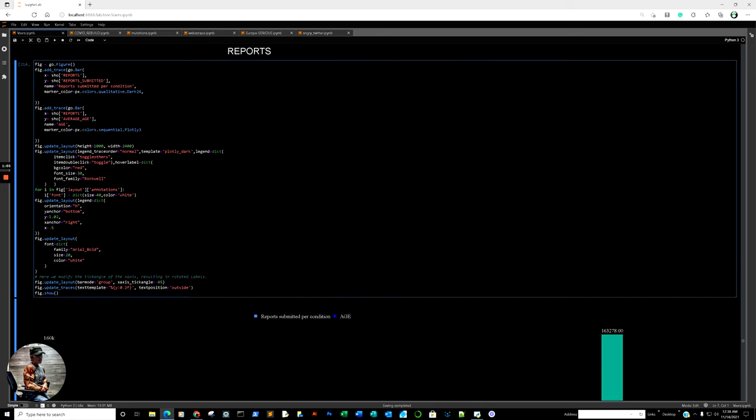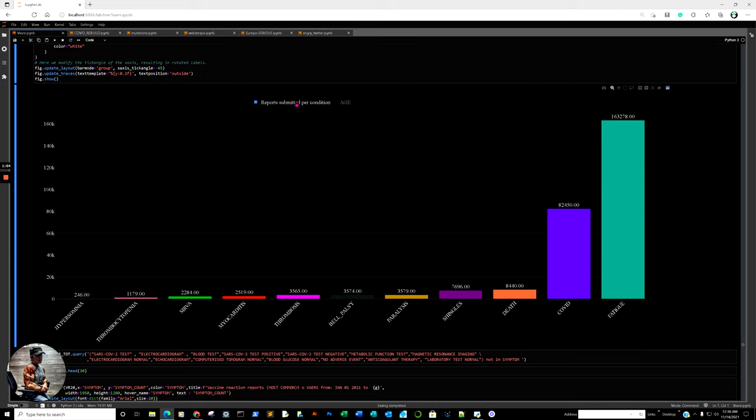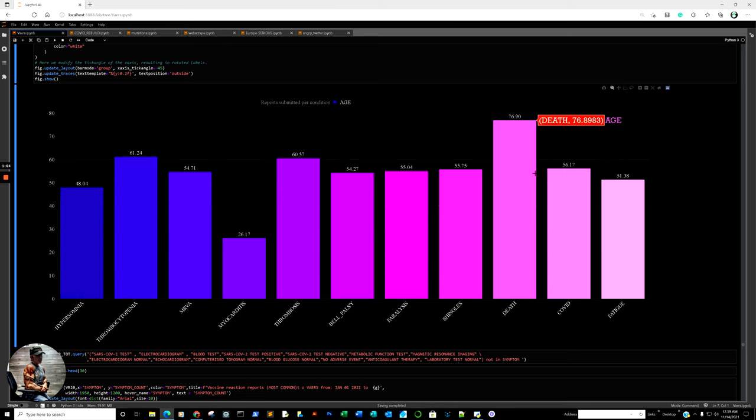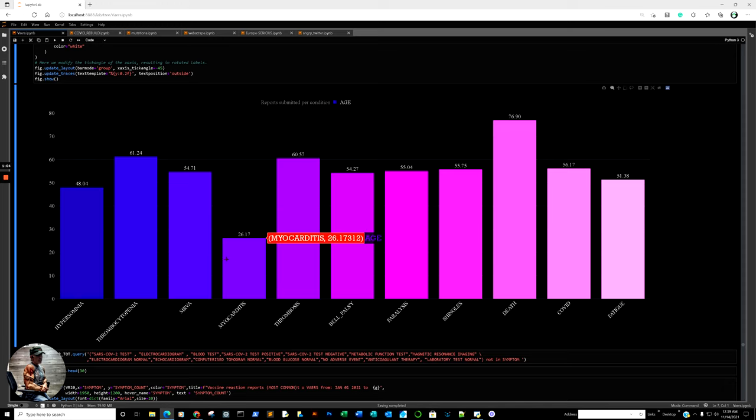Now let's go to the reports overall. All right, reports submitted per condition. You can see that there. You see the numbers there, and this is the age. And this is where the myocarditis raised a big signal. And see, 26.17. Now what I did is I took the outliers out on the tails. And so that's why it's become a big concern for a lot of researchers, because you look at the age there, and it's pretty much representative of could be background. And all of a sudden you see this here.